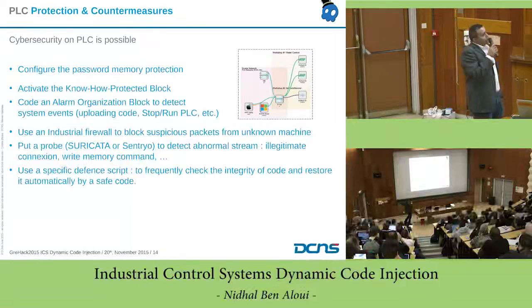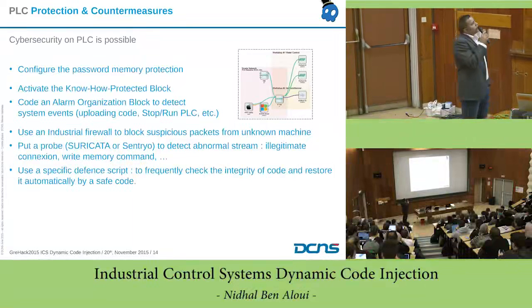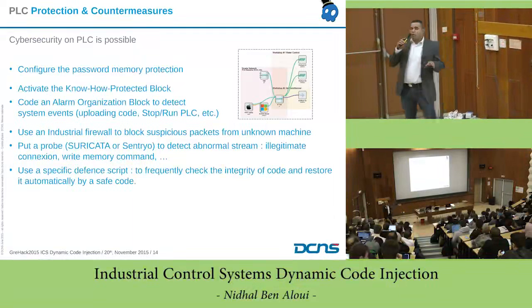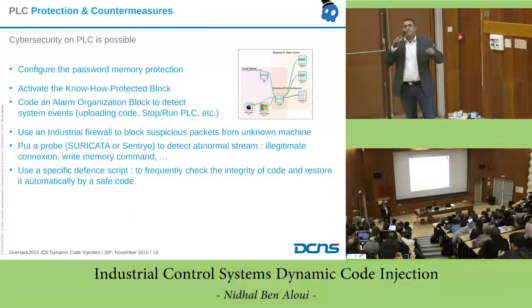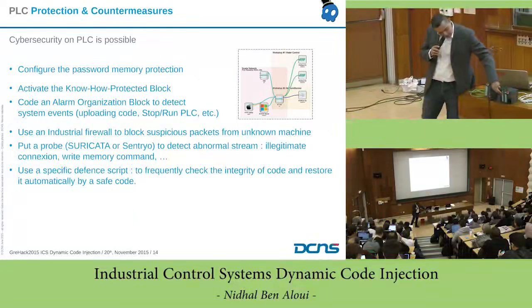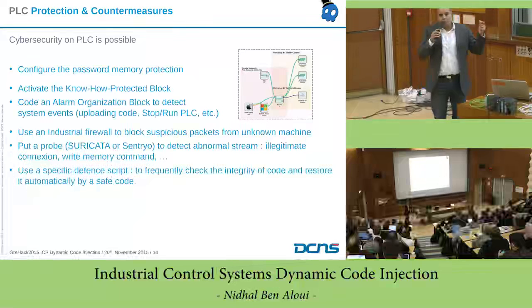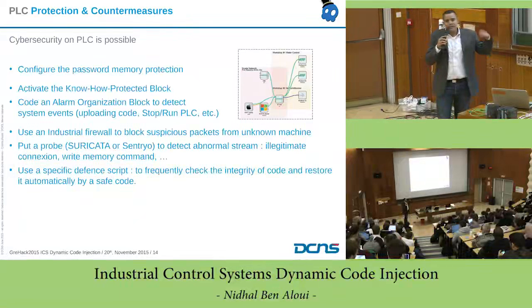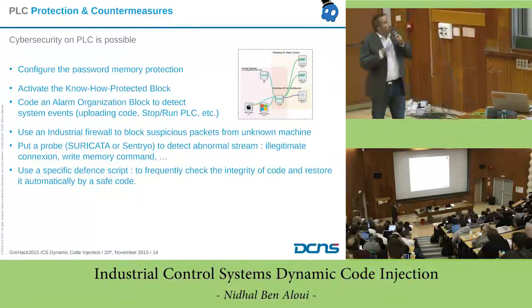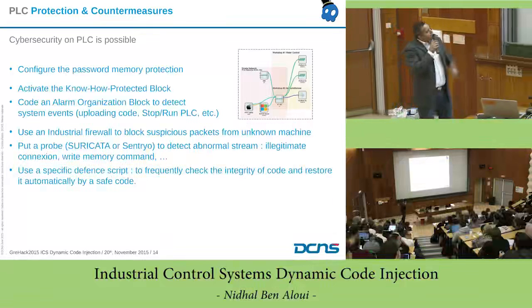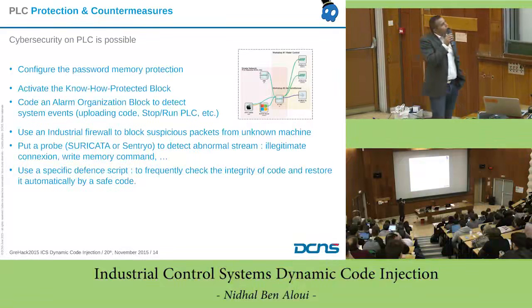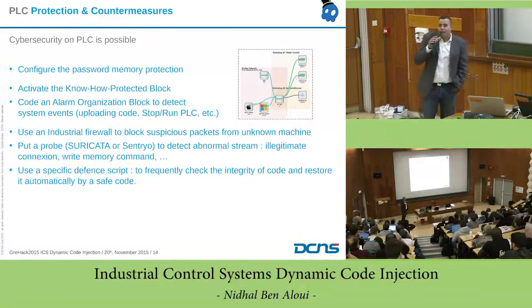We can also use another configuration in the PLC, called the alarm organization block. This is a specific block in which we put some actions, and when, for example, we try to eject the SD card, the alarm OB catches it, and the information will be sent to the development machine or to another server. We have some examples of events that we can catch with the organization block: uploading code, stop, run PLC, something like that, modifying the IP address.